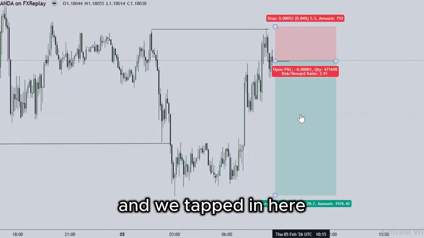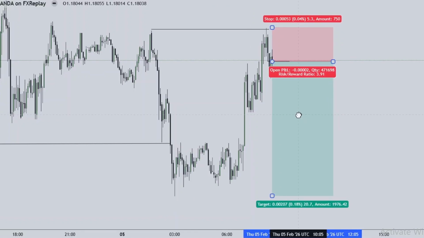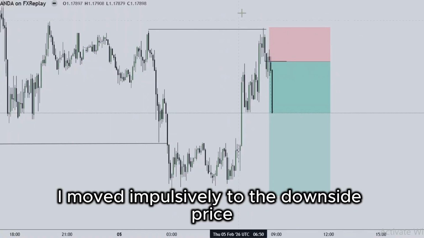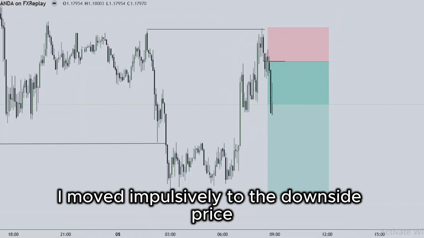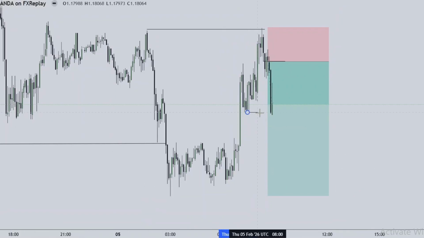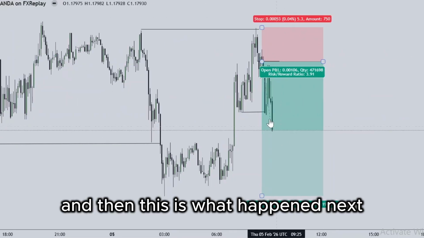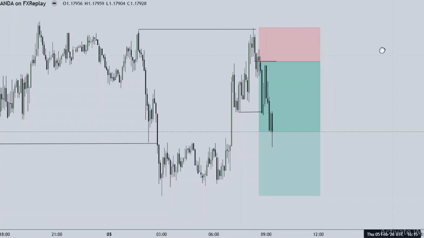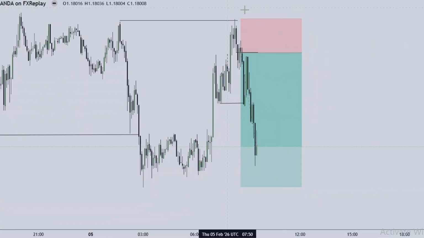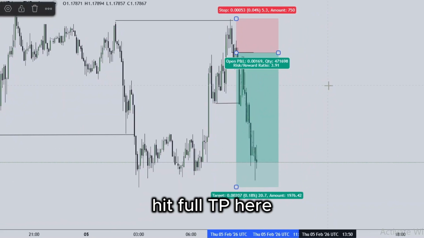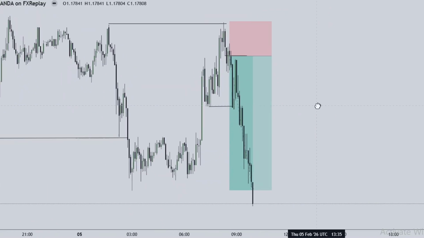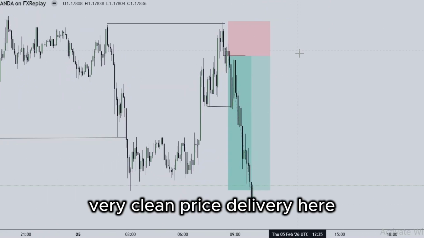And we tapped in here. And moved impulsively to the downside. Price took out this low. And that was where I set my break even here. The spread took me out here. And then this is what happened next. Euro USD hits full TP here. Very clean price delivery here.